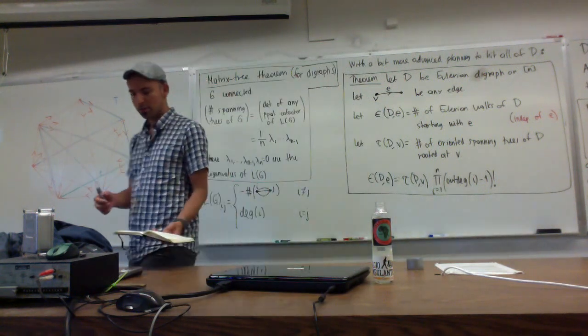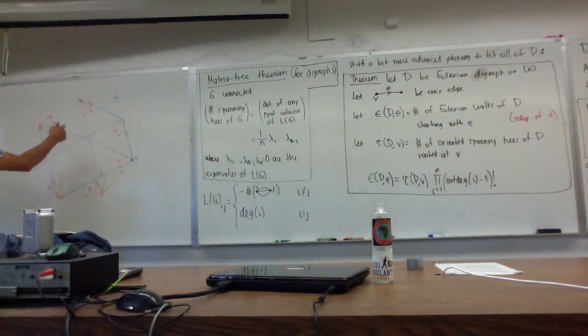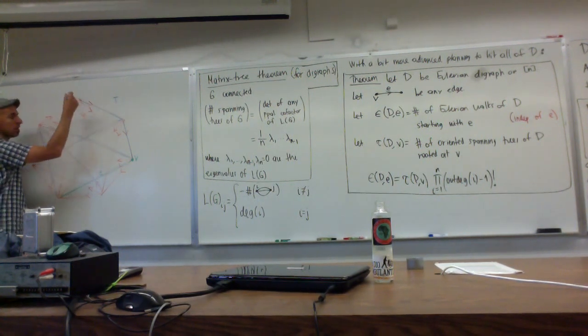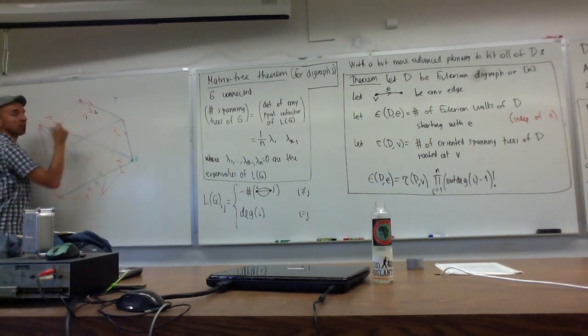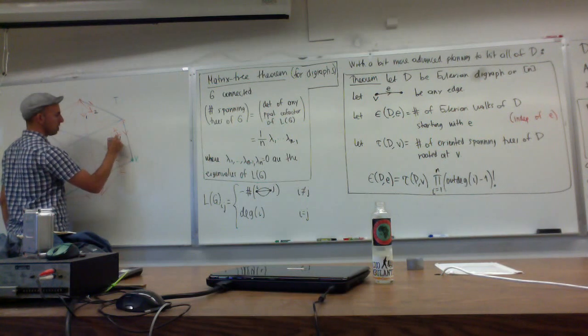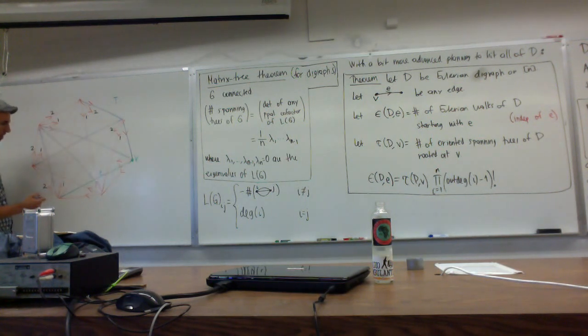Here, I haven't used these 2 edges, so I choose a permutation of them. Let's say this goes first and this goes second. Here I haven't used these 2 edges, so maybe this goes first, this goes second. Here I haven't used these 2, so this goes first, this goes second. The same at the next vertices: first, second.